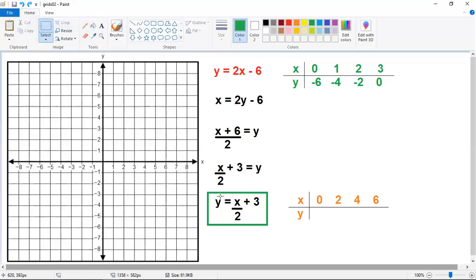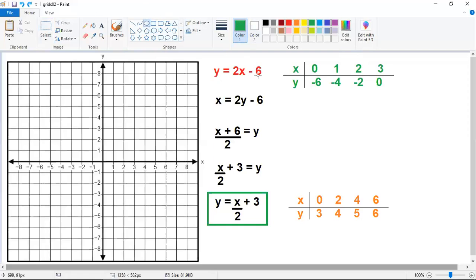So when x is 0, divided by 2 is 0, plus 3 is 3. When x is 2, divided by 2 becomes 1, plus 3 is 4. When x is 4, becomes 2, plus 3 is 5. When x is 6, divided by 2 is 3, plus 3 is 6. So we're getting these values as 3, 4, 5, and 6. Because we've got these values, we can start plotting.